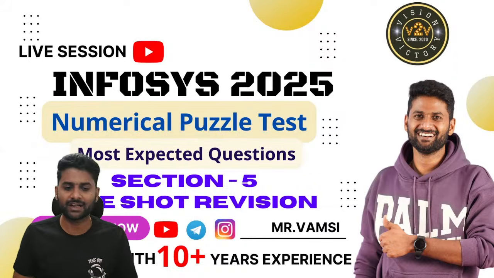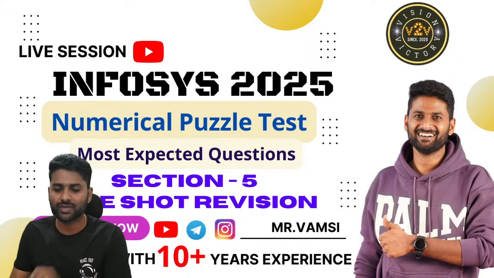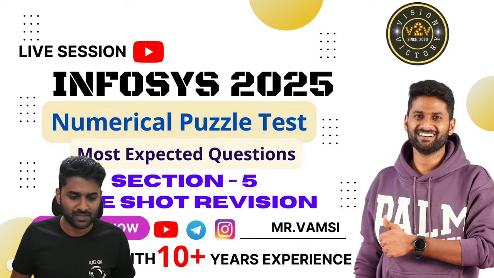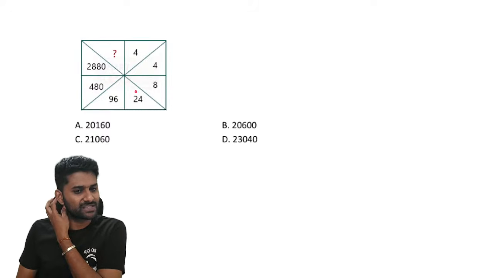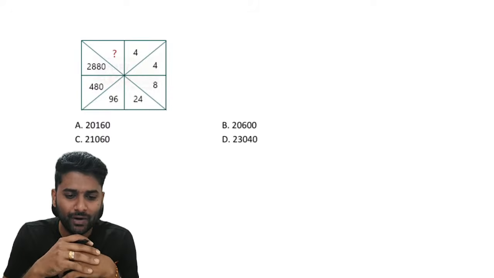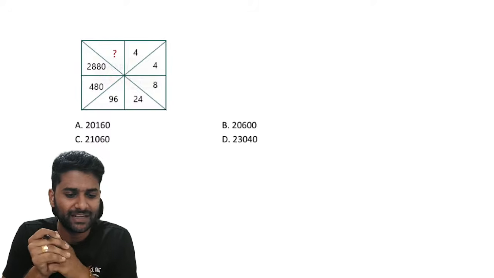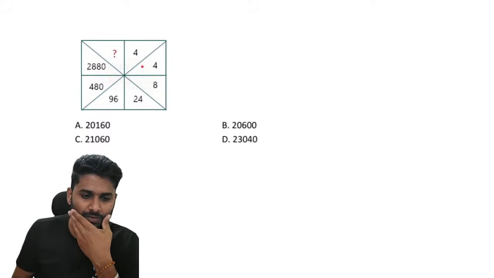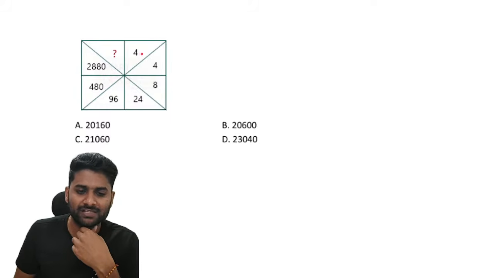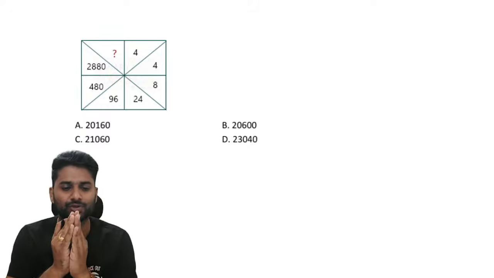For every question, try to answer and post your answer in the comment section. Don't worry, I will teach you the approach for every question. So we will start with question number 1. Just go through this picture, guys. We have the numbers 4, 4, 8, 24, 96, 480 and 2880. According to a certain logic, each and every number is framed. So, what number should replace the question mark?